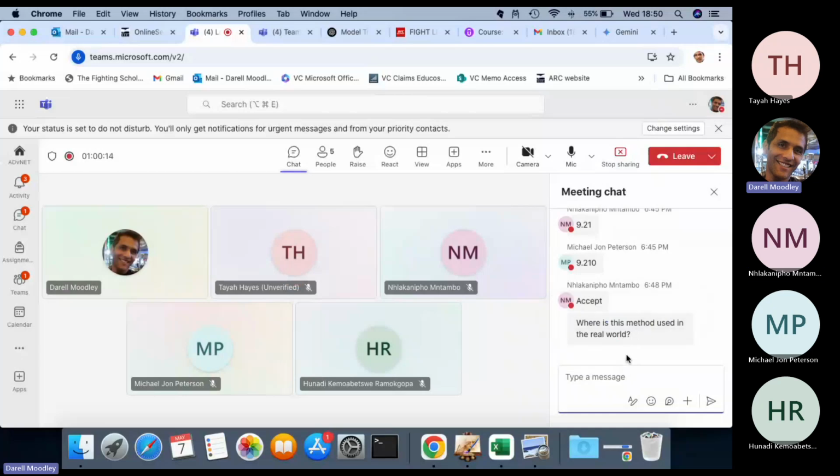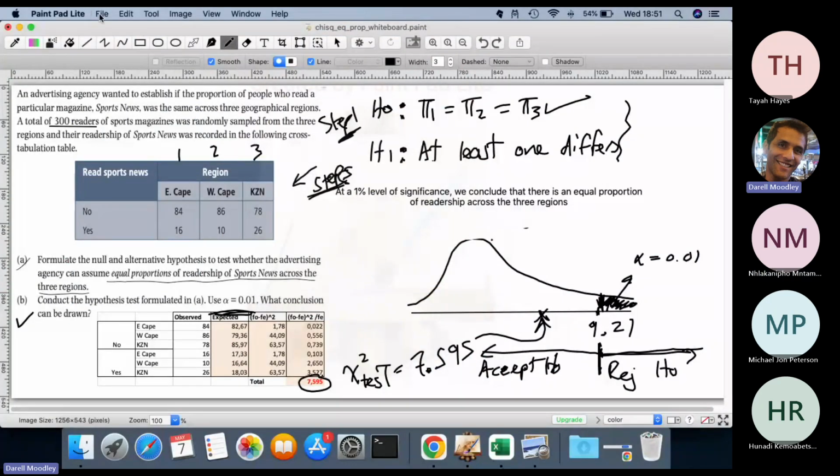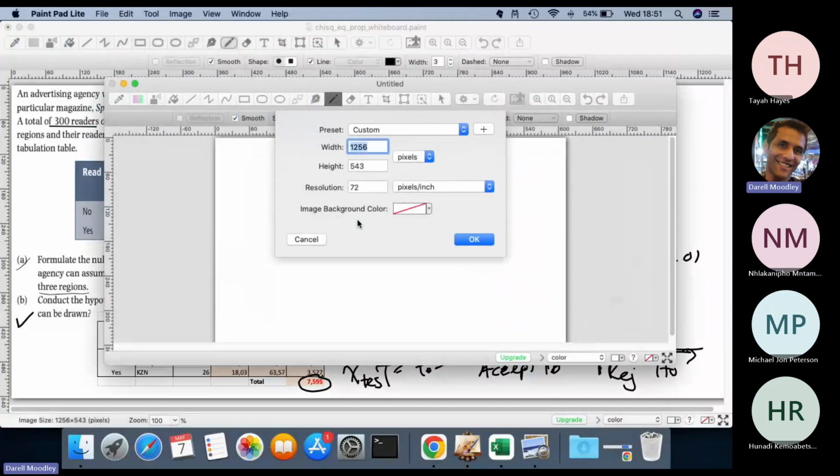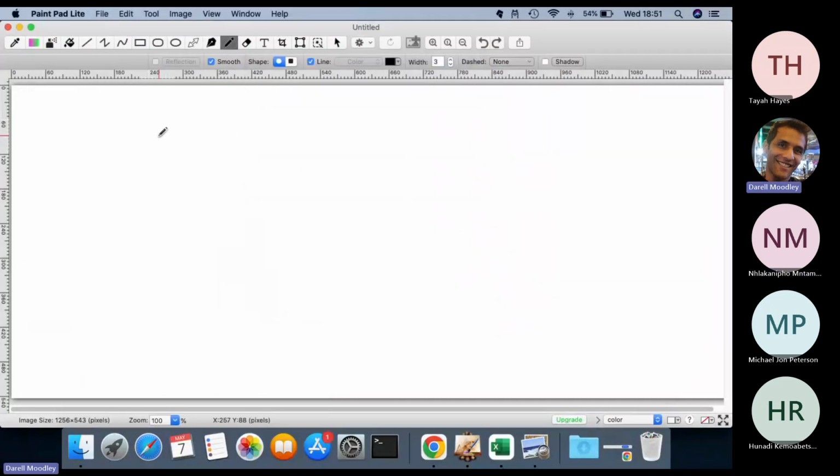Where is the method used in the real world? Oh, it's very often used. Let me give you an example. Sometimes you want to test whether 2 variables are associated. Let me show you an example in the banking sector. Instead of the previous example, where you just saw whether someone reads a newspaper or not.